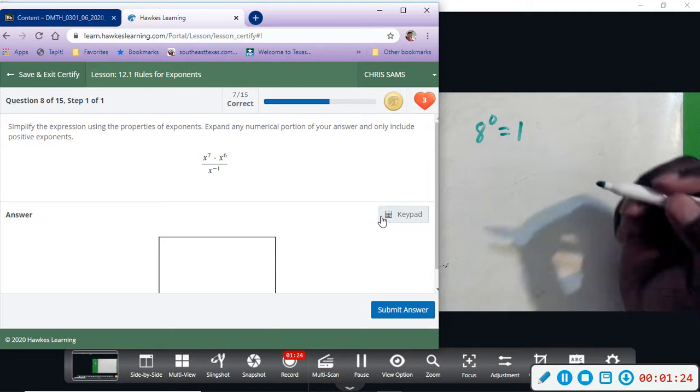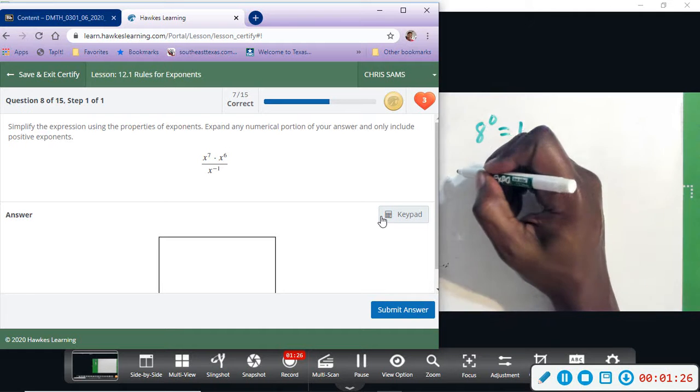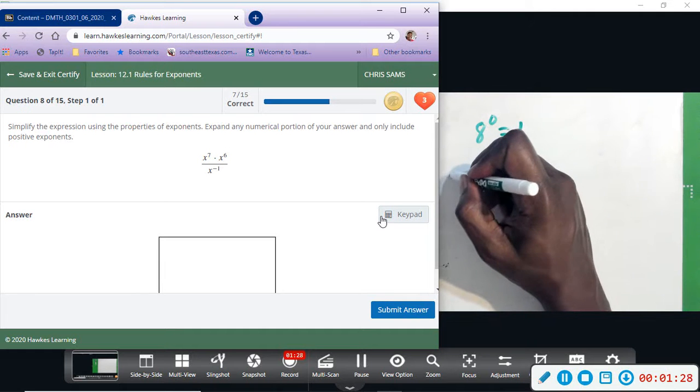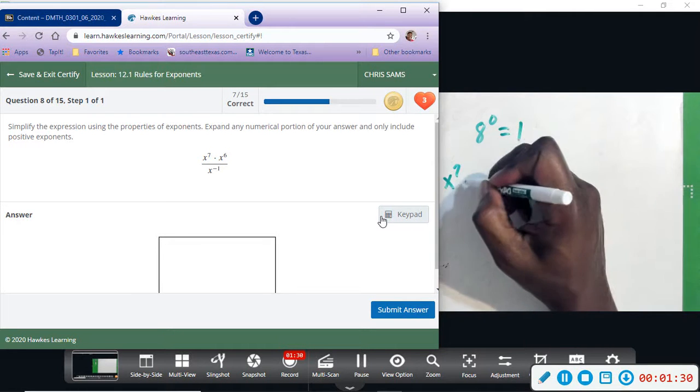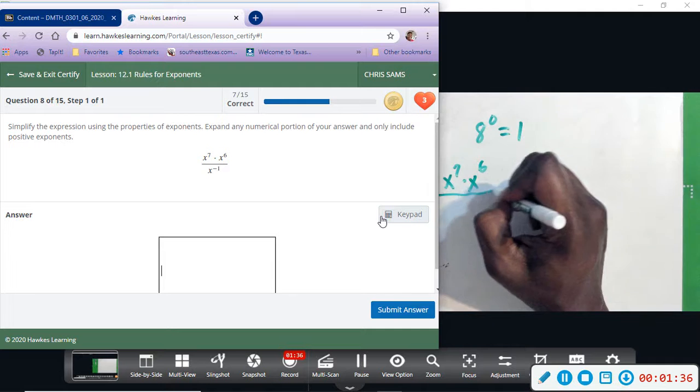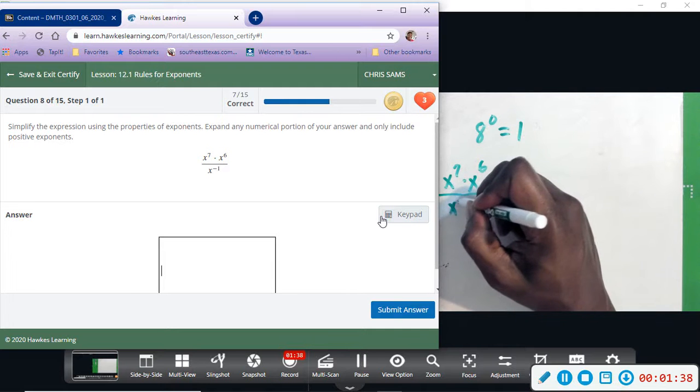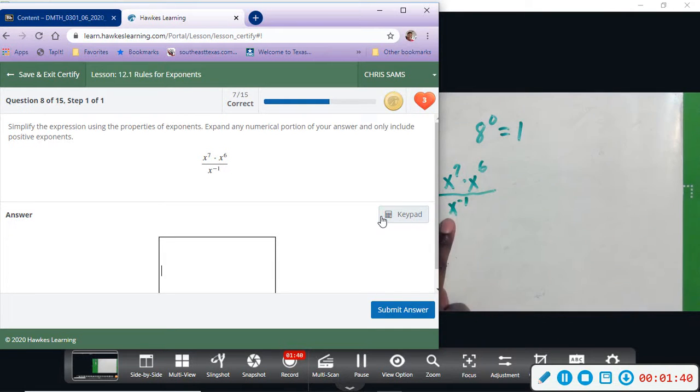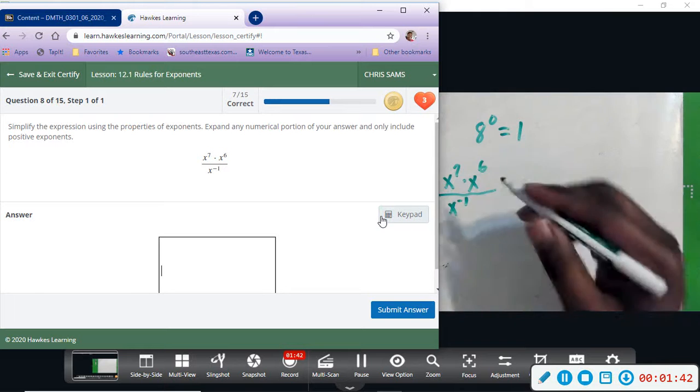So now we have a little bit of an expression here. So here's what I would do. I have x to the 7th times x to the 6th. Multiplication, same base, we're going to add those. Divided by x to the negative 1 power. I'm going to take this negative 1 and bring it up.